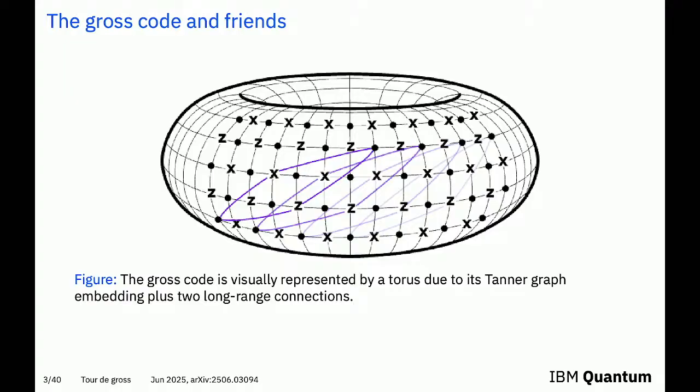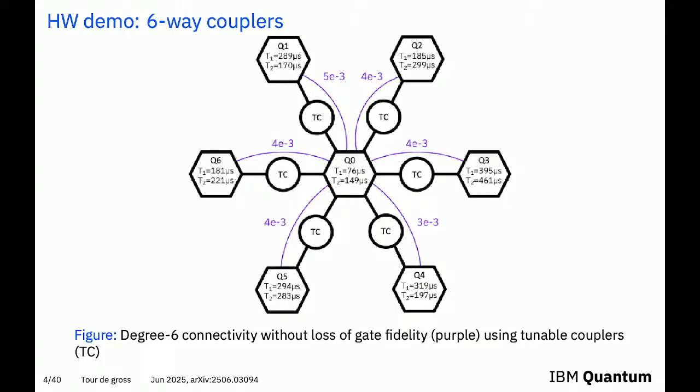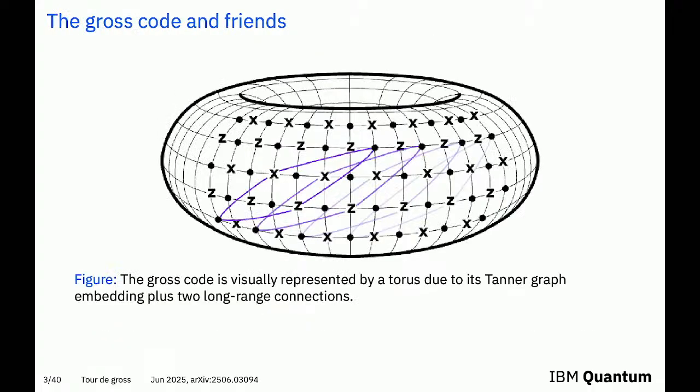To give you at least an idea that IBM is making progress on this front, I've included some hardware demo slides that show some of the advances we've been making, and hopefully give you some confidence that this is a feasible approach for the future. One thing you may notice is that the degree of the nodes here is no longer degree 4, as in the surface code architecture, but really requires degree 6 connectivity.